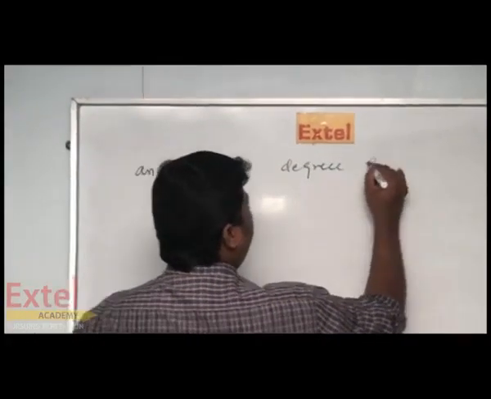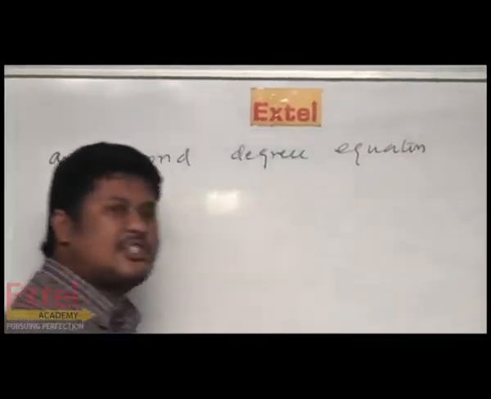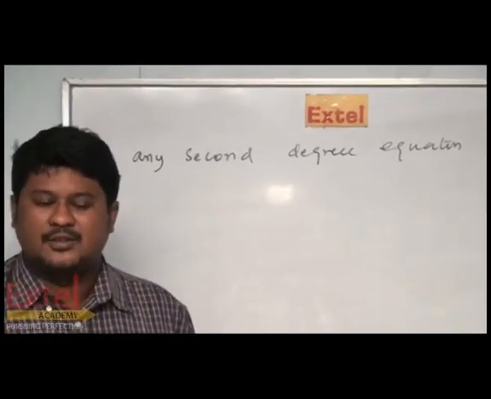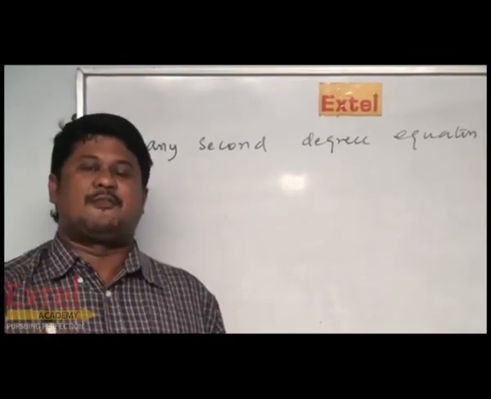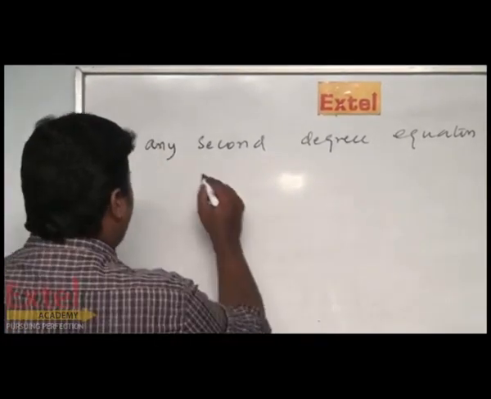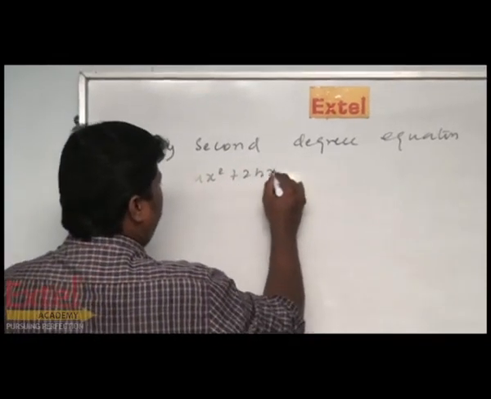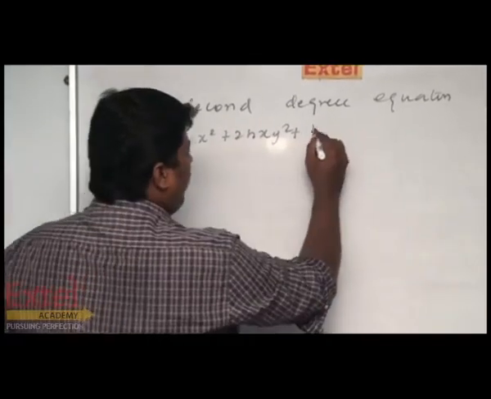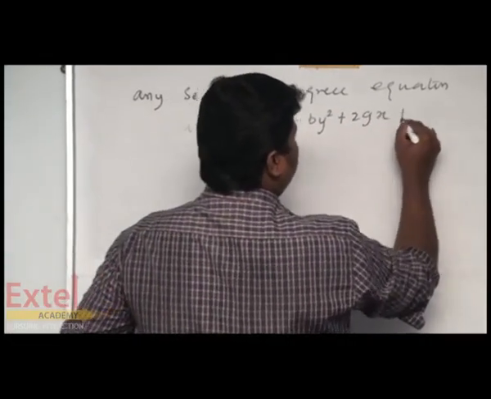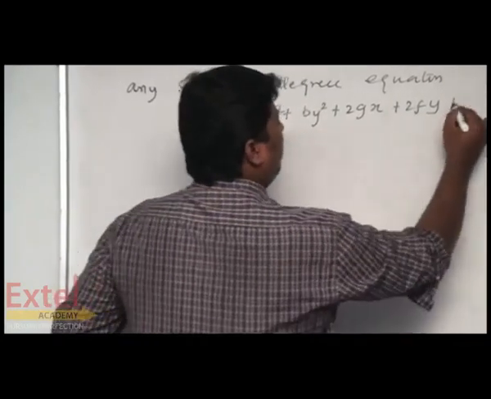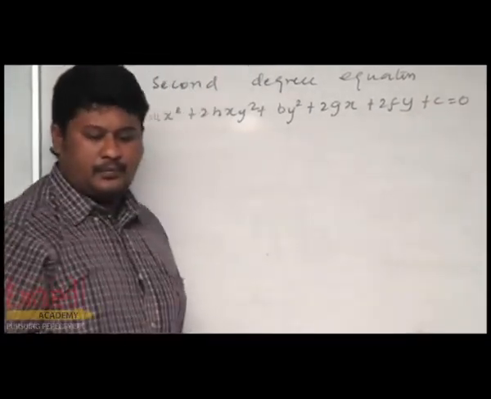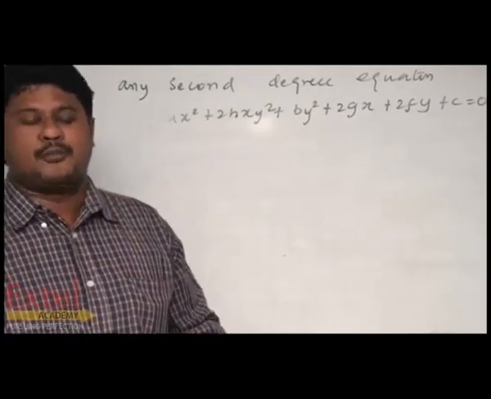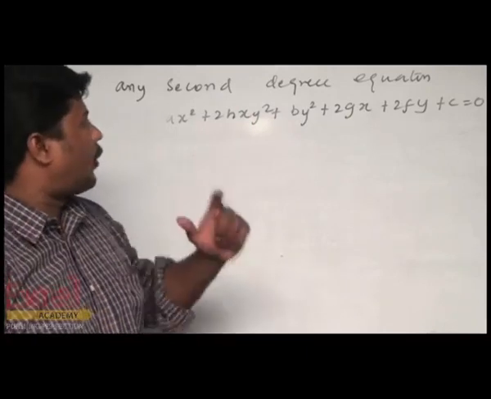Any second degree equation. So here in analytical geometry, in your plus 2 syllabus, we are going to discuss only about the conics. What do you mean by conics? If a second degree equation ax square plus 2hxy plus by square plus 2gx plus 2fy plus c equal to 0 represents a conic, it should satisfy the following condition.